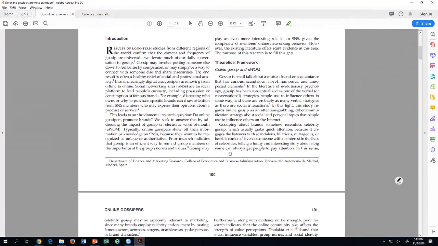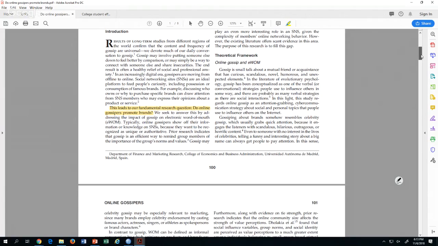Let's see. They talk about the fundamental question, but there's a lot of different components. In this research question, do online gossipers promote brands? We know that the article is a lot more complicated than just gossipers, right? Yeah. So it's really nice to have your research questions specific to those levels like that first article was.